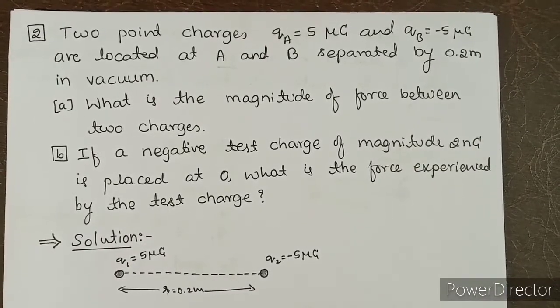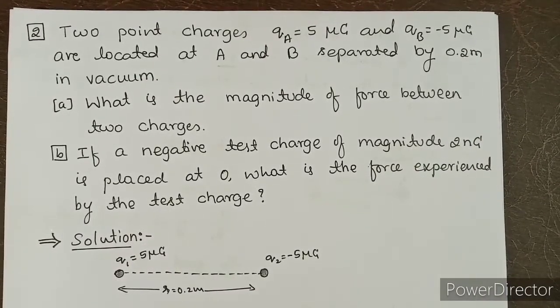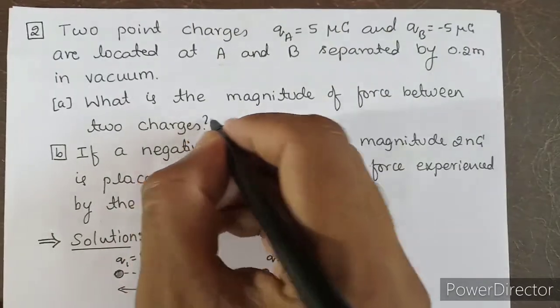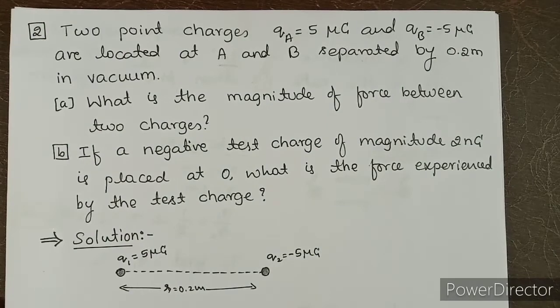Okay, we have next question here, question number 2. That is, 2 point charges QA is equal to 5 microcoulomb and QB is equal to minus 5 microcoulomb are located at A and B, separated by 0.2 meter in vacuum. Okay, so what is the magnitude of force between the two charges is the first question. Okay, we can call it as first sub question in this.